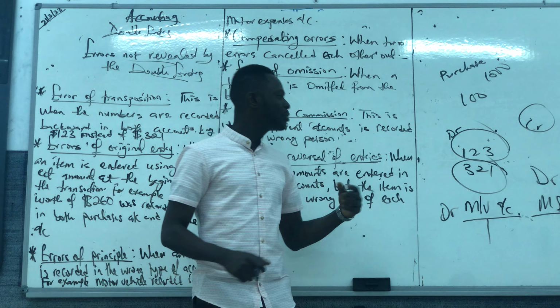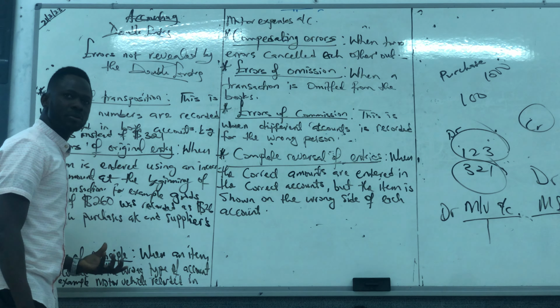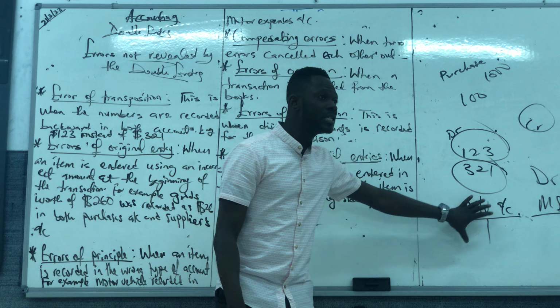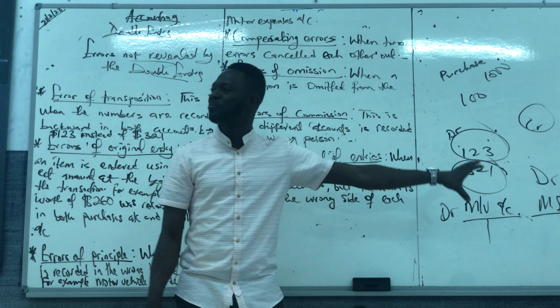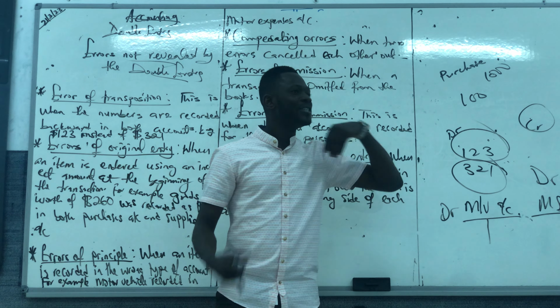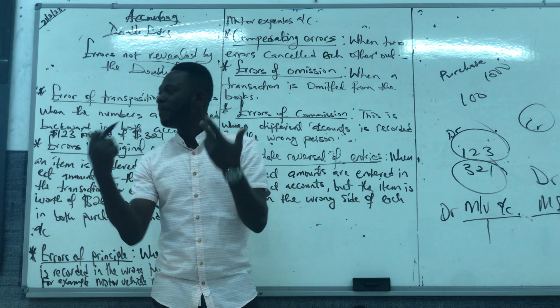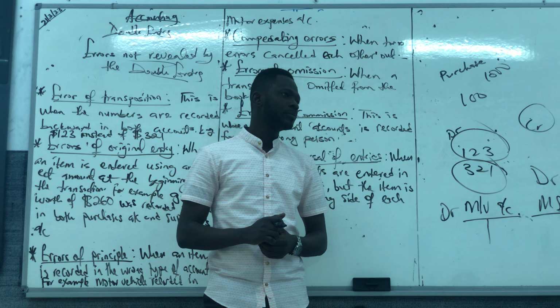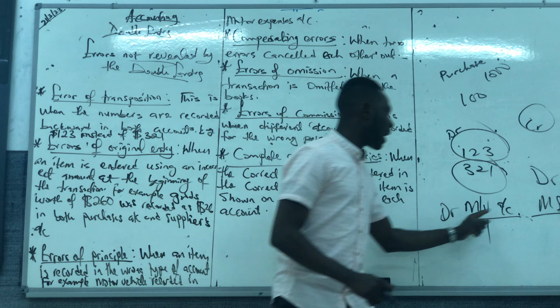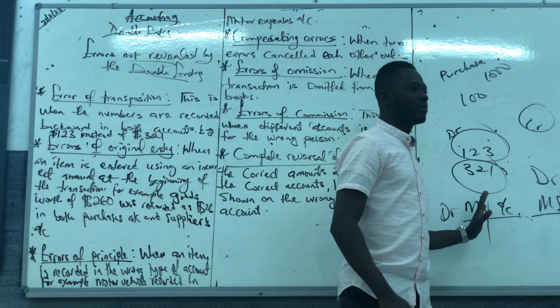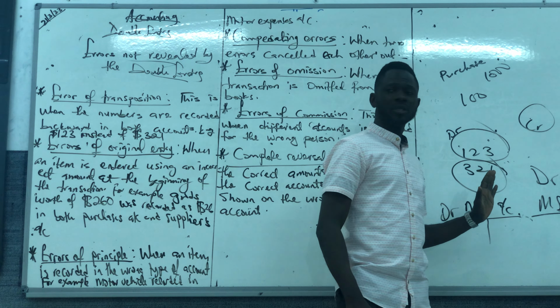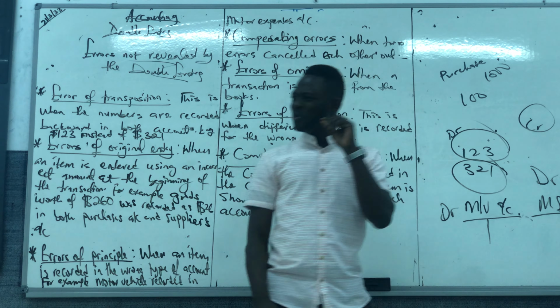So this is what we call error of principle. Instead of recording it in your motor vehicle account, you record it in the motor expenses account. Your double entry system will still balance. Yes or no? It's a mistake of account name. Do you get the point? Do we get it or not?